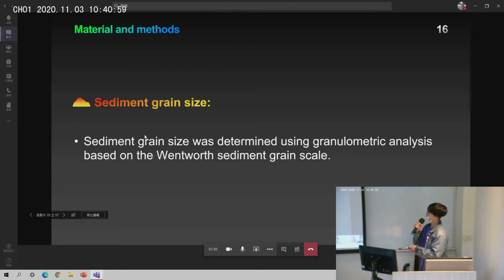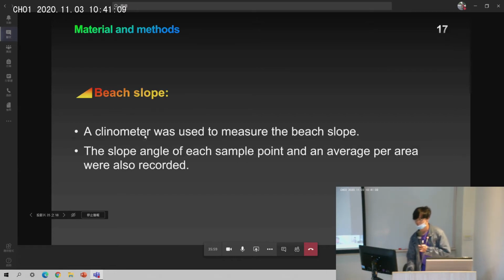Sediment grain size we determined using granulometric analysis based on the Wentworth sediment grain scale. A centimeter scale was used to measure the beach slope. The slope angle of each sample point and an average per area were also recorded.